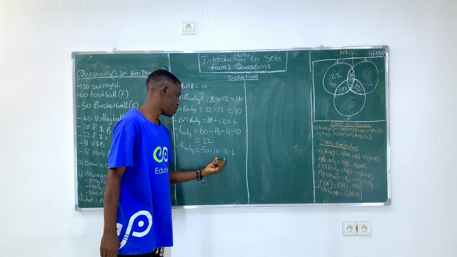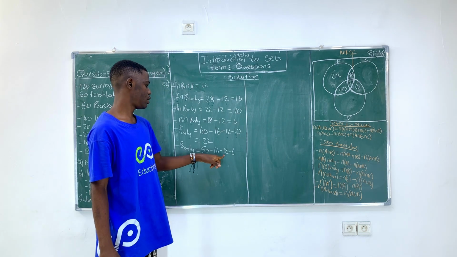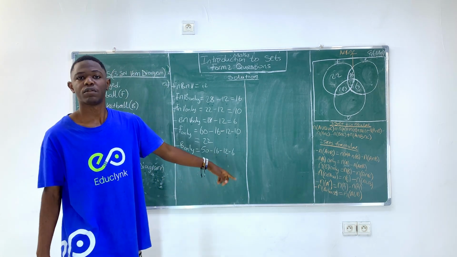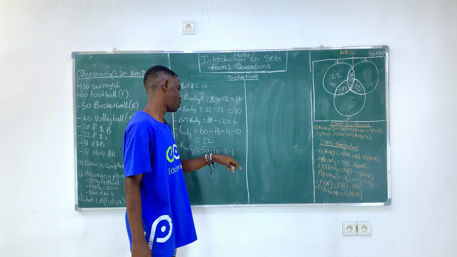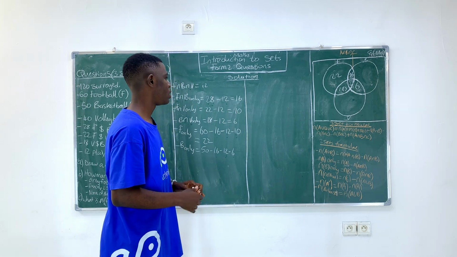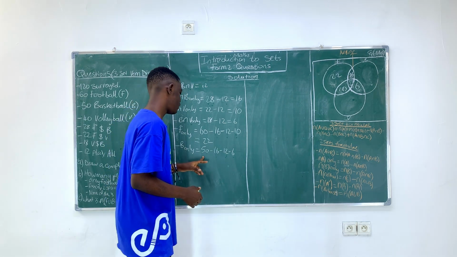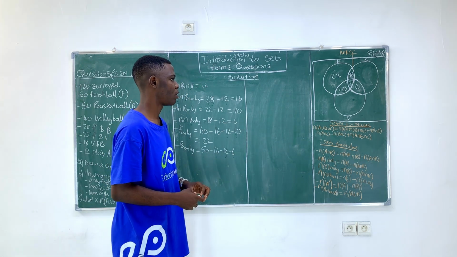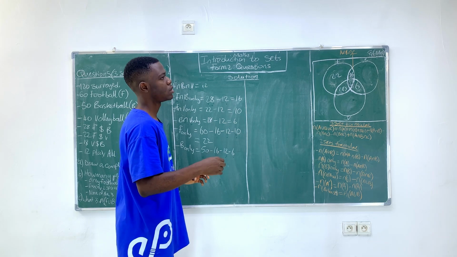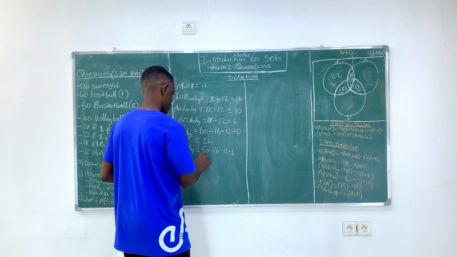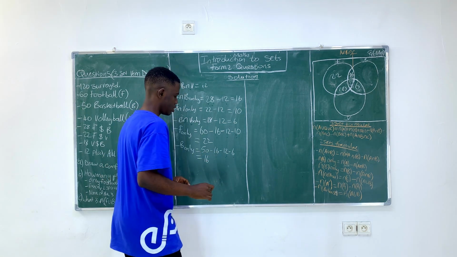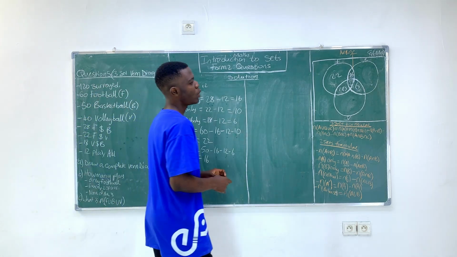So this is 16 plus 12. 16 plus 12 is 28. Plus 6 is 34. 50 minus 34. 50 minus 30 is 20. Minus 4 is 16. So for B only, we are going to have 16.